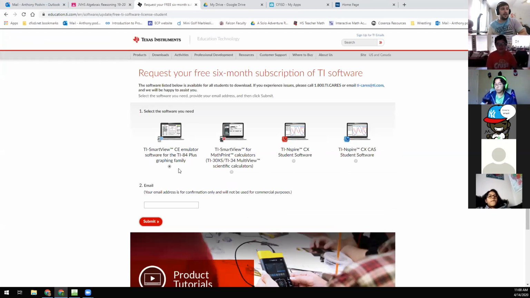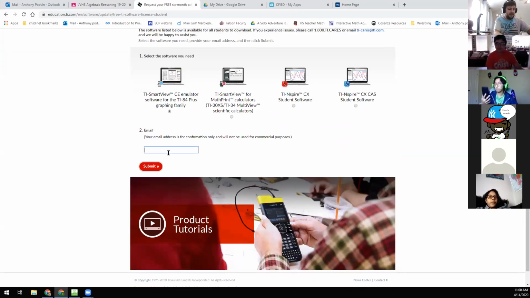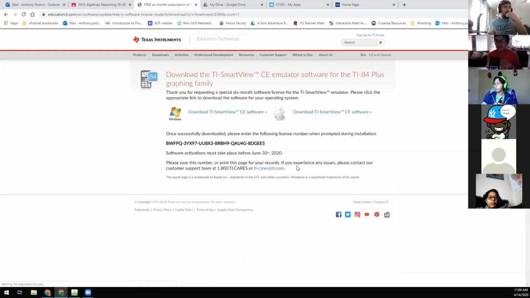And then you got to enter your email. Okay. You get to this point. You got to download the thing, and then you got to enter the license number. So they give you the license number right here. I just highlight it and hit copy. Download it. It's going to take a little bit, depending on your speed or whatever.